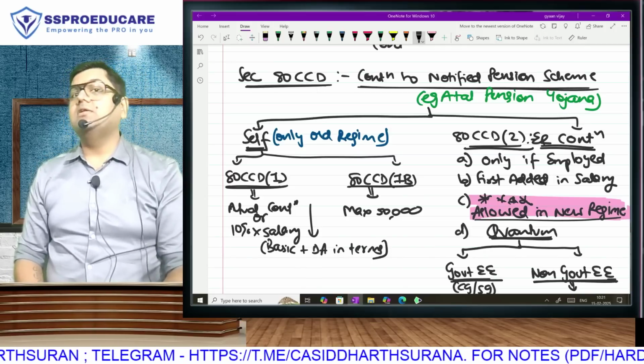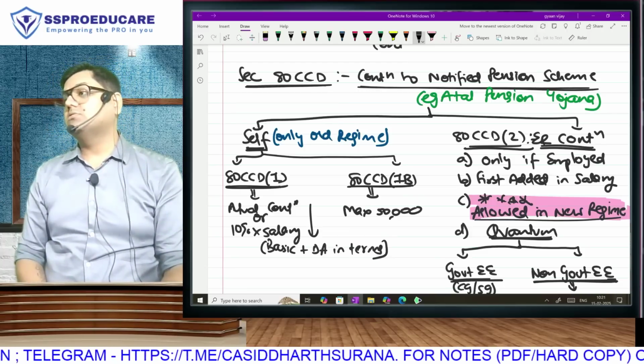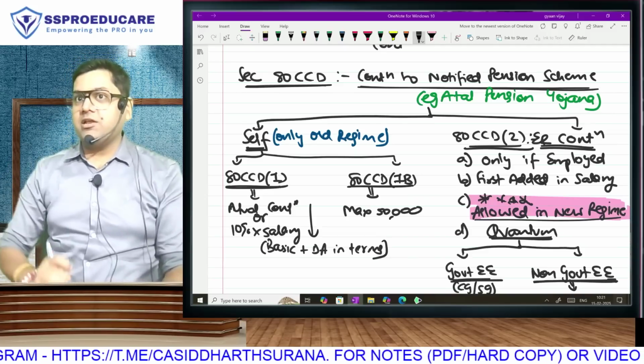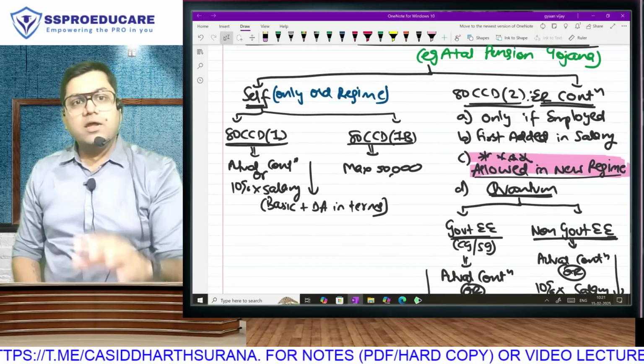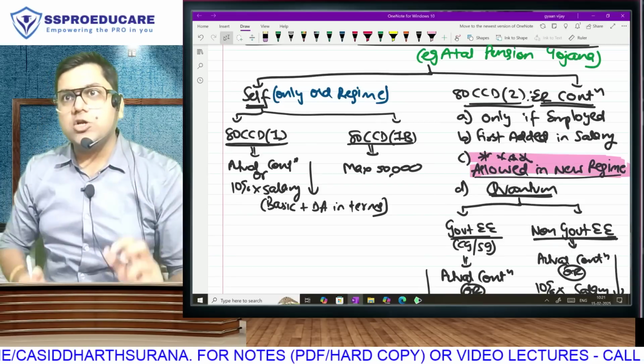But when I say the limit here is 10% of salary, a good student should immediately ask a doubt. But this person can be non-salaried also. No, on the right side it is compulsory salary. This person can be non-salaried. And if it is non-salaried, then 10% of salary is 0. No. So can I still contribute in NPS?